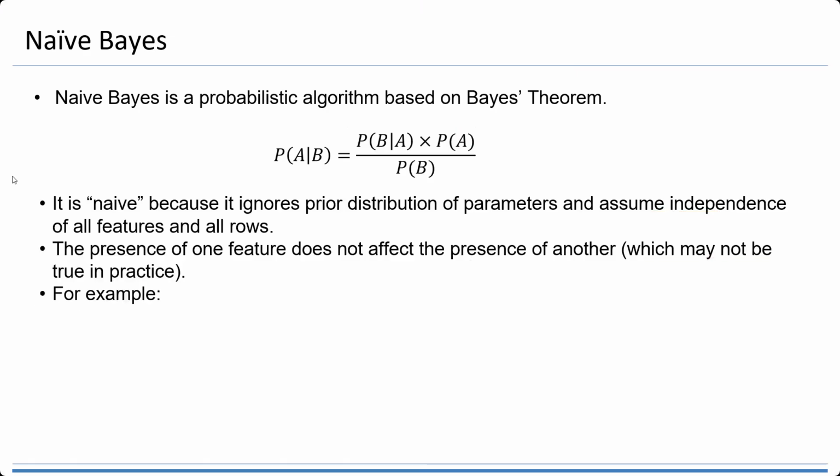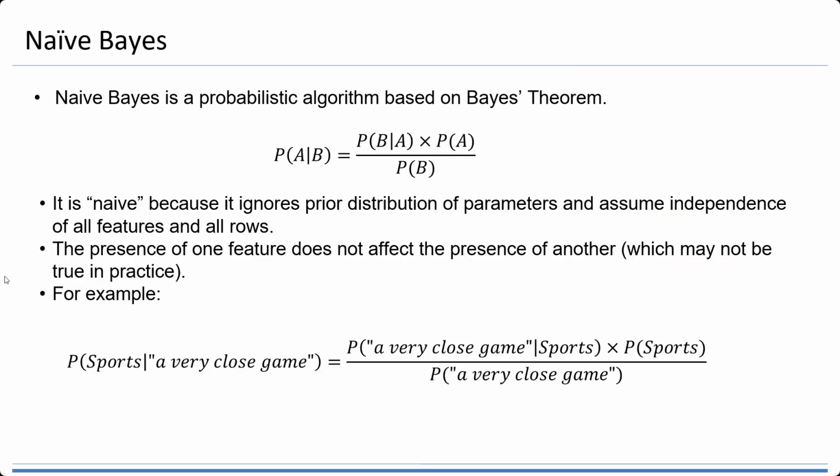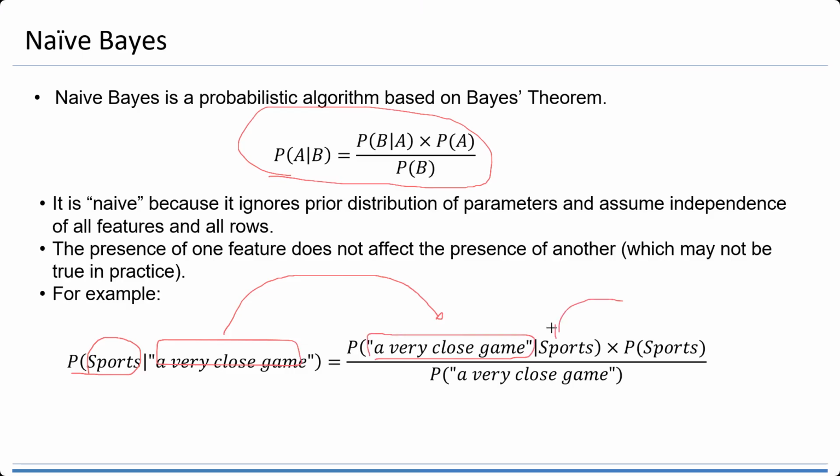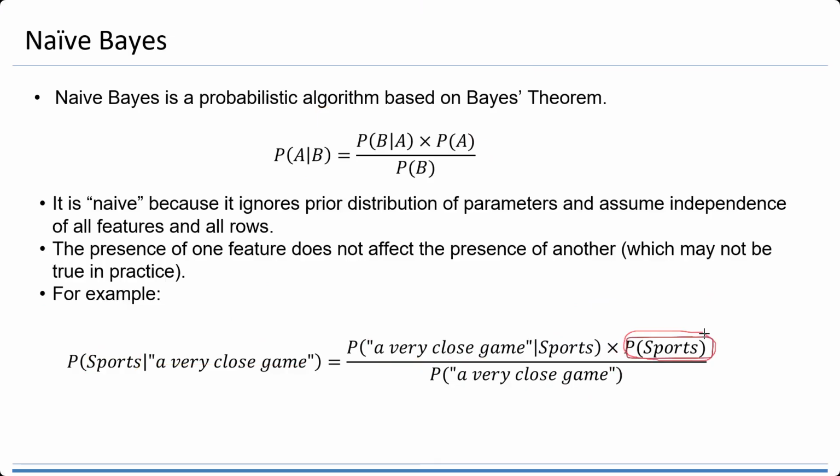We can look at the algorithm, how we can do the prediction. Using this formula, we can say that the probability of sports, given that the text is "a very close game", we can convert like this: the probability of "a very close game", given that the category is sports, multiplied by the probability of sports, divided by the probability of the text, which is "a very close game". So how can we get those probabilities? The probability of sports, from the previous one, is 0.6.